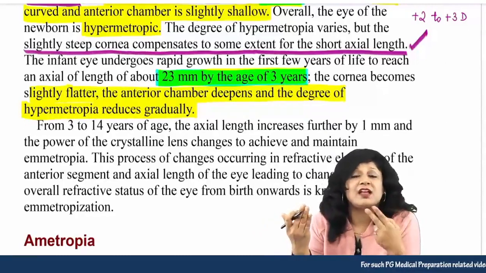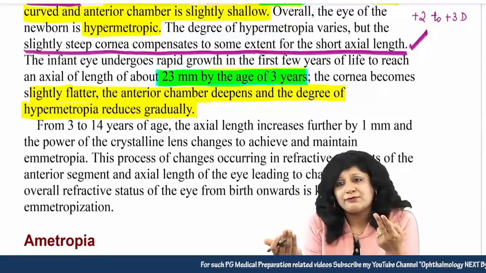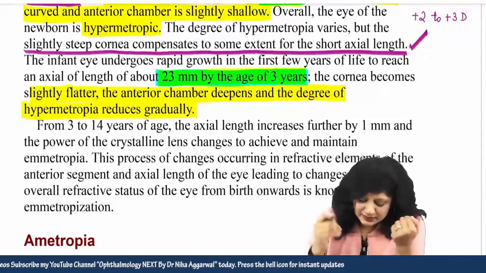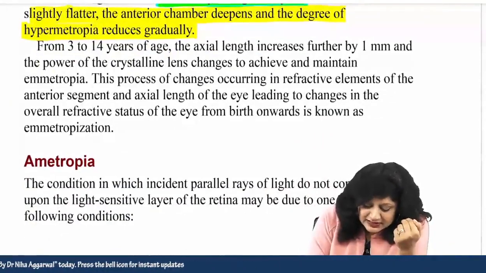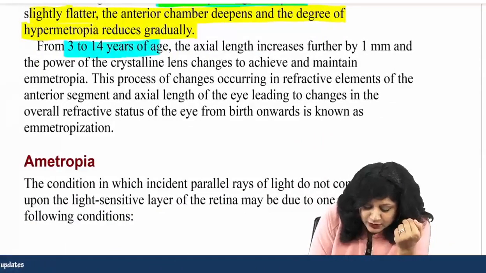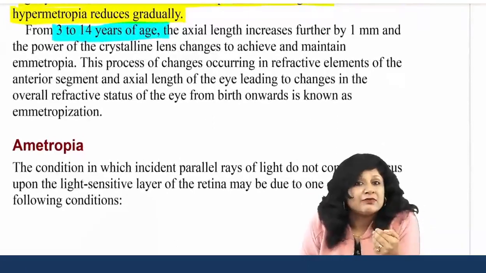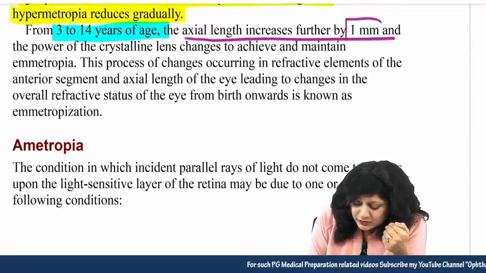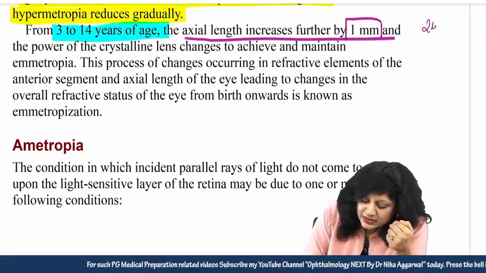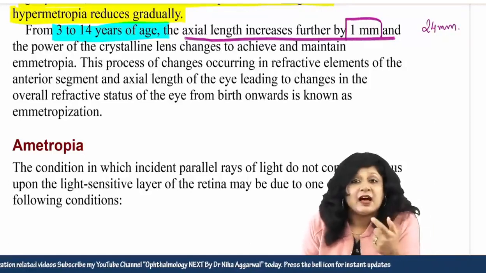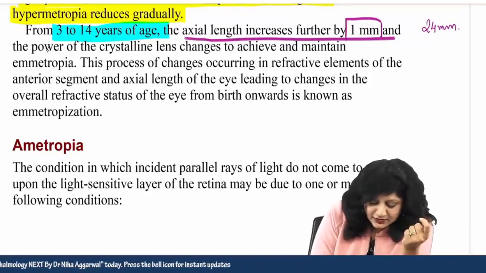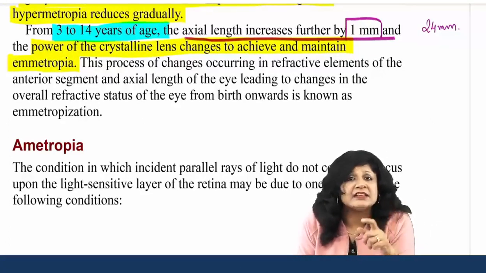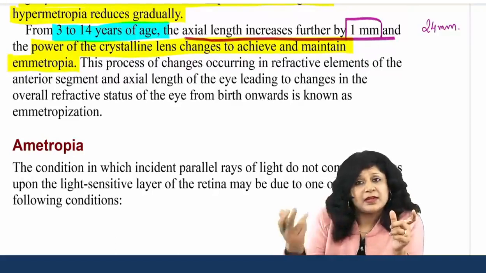The convex cornea that was much steeper is also becoming flatter, and the baby is shifting from the hypermetropia towards the emmetropia. Now if you see the second shift, that is between 3 to 14 years of age, still you have growth. So here the axial length is increasing further by 1 mm. That is what I was telling you, because ultimately it has to reach 24 mm, and now the curvature of the lens is also increasing, the power of the lens is also changing, and now you will have the emmetropia. That is more 1 mm is also added there.